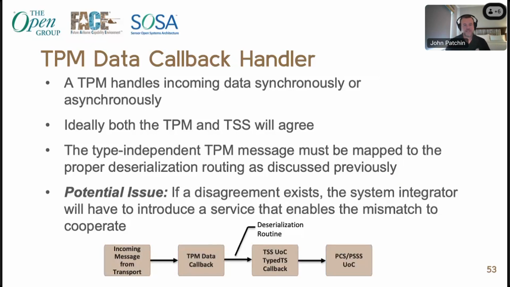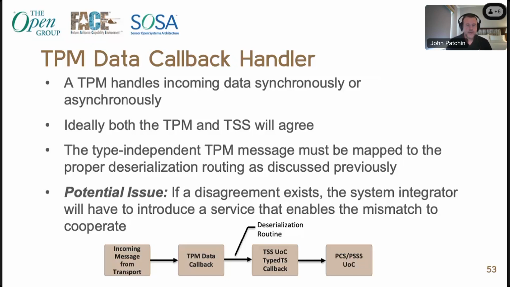In the case there is a mismatch, for example, if a message coming into the TPM is handled via callback, we need to make sure that it's able to be made available to the TSS if it's polling. And there's really no way to do that within the TPM or TSS directly. So in the case of that mismatch, this is going to fall back onto the system integrator. There's going to have to be some coordination or some service that will enable a callback to match up correctly with a polling mechanism or synchronous message handling.